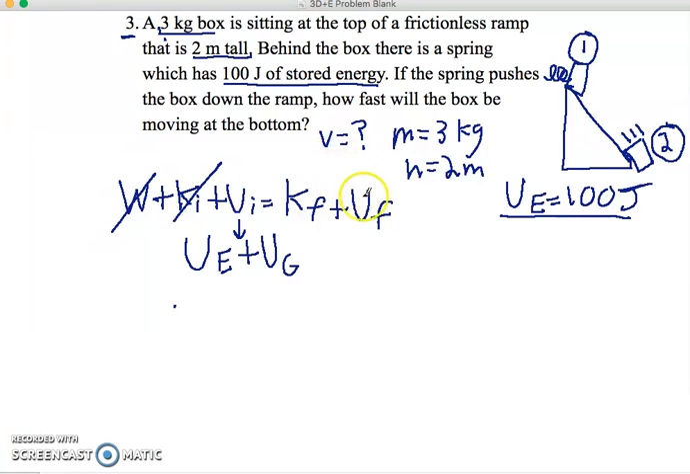Then at the bottom of the ramp, there's really no potential energy. It's pretty much on the ground. There's no elastic anymore either because the spring has already shot all the energy into the box. But there is kinetic. It is moving at the bottom. So the next thing would be to see if we can simplify this a little more. And we can. We have formulas for gravitational potential and kinetic, and we know what the elastic potential is, what the number is. So we're going to write that out.